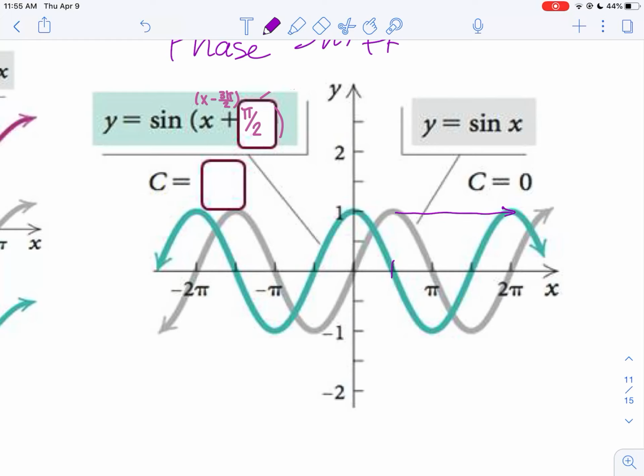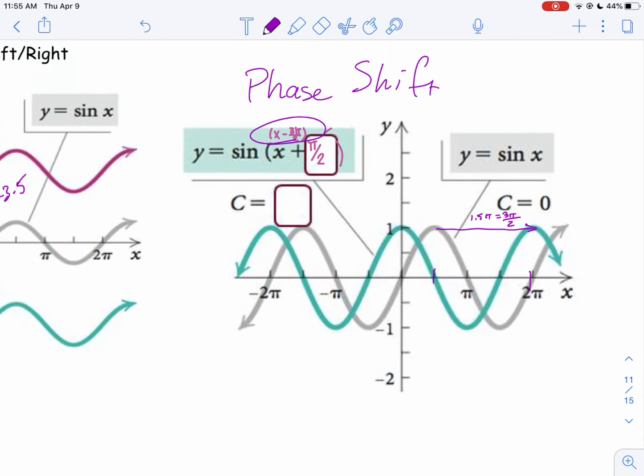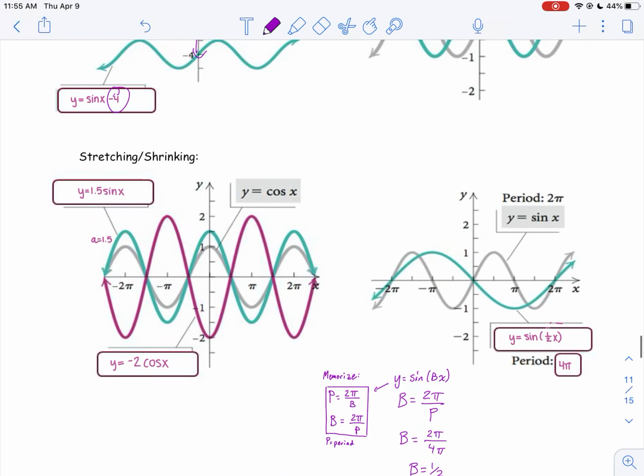Now, some of you might have thought, hey, it's going to the right 1.5 pi or 3 pi over 2. And if you did that, you could also graph it using this equation, x minus 3 pi over 2. That would work as well.